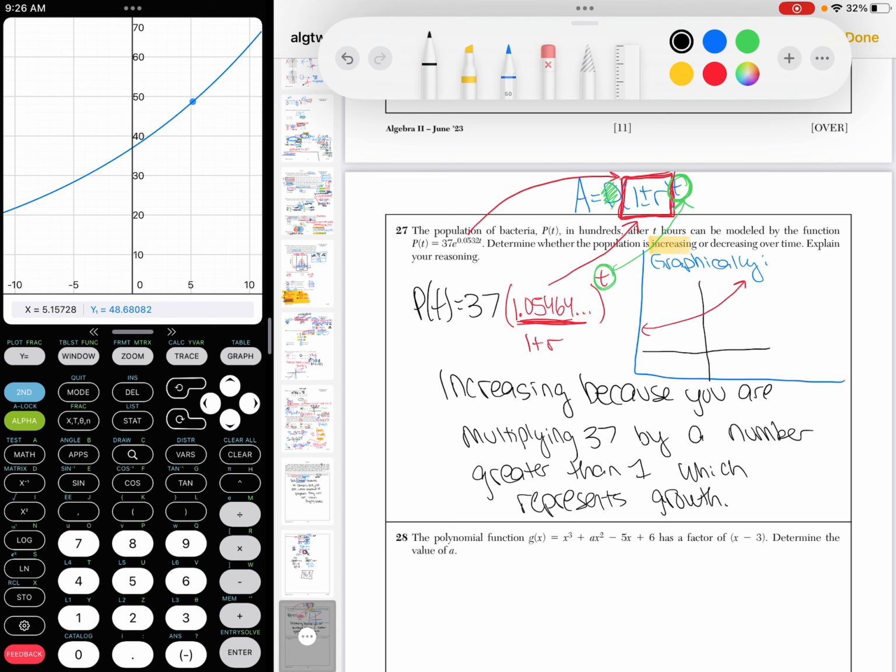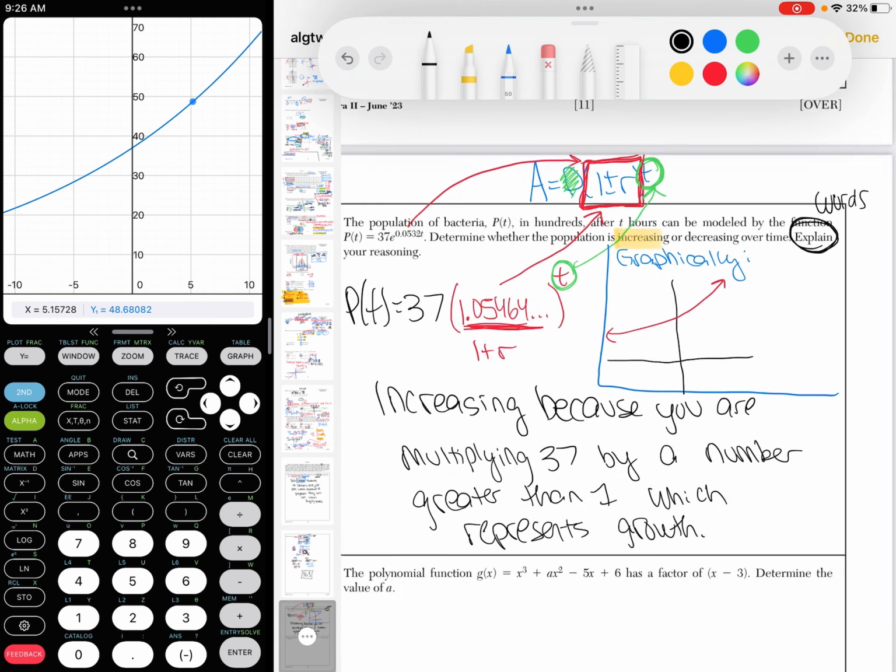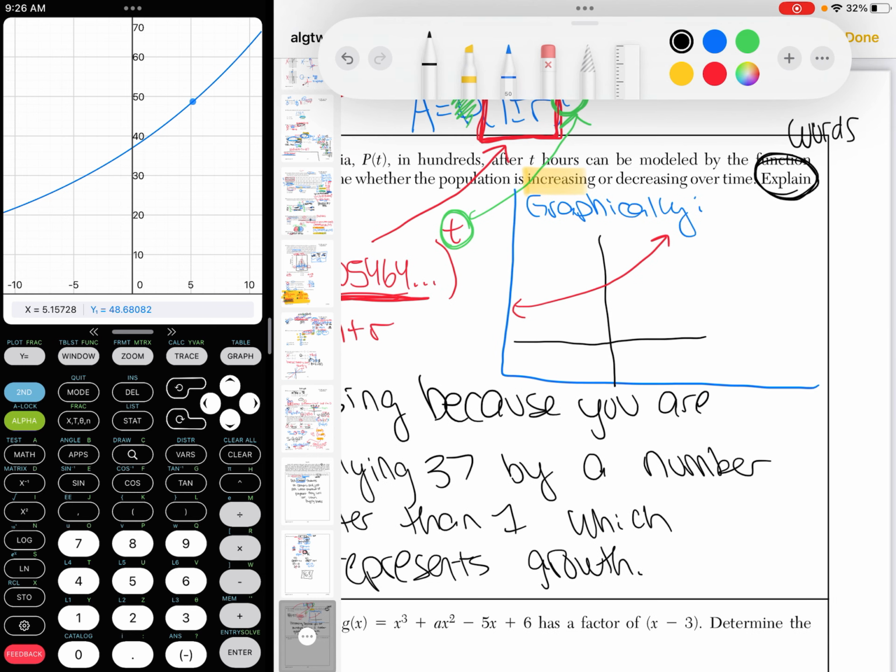But just like when we did it algebraically, you do have to explain, and remember, explain means you have to use your words. So you can't just show a graph and say, increasing, end of sentence. If it said justify, you could, but words always help. You always want to add that extra little bit in. So this one would, of course, be increasing. I'm hoping we're seeing that. If not, here it is.